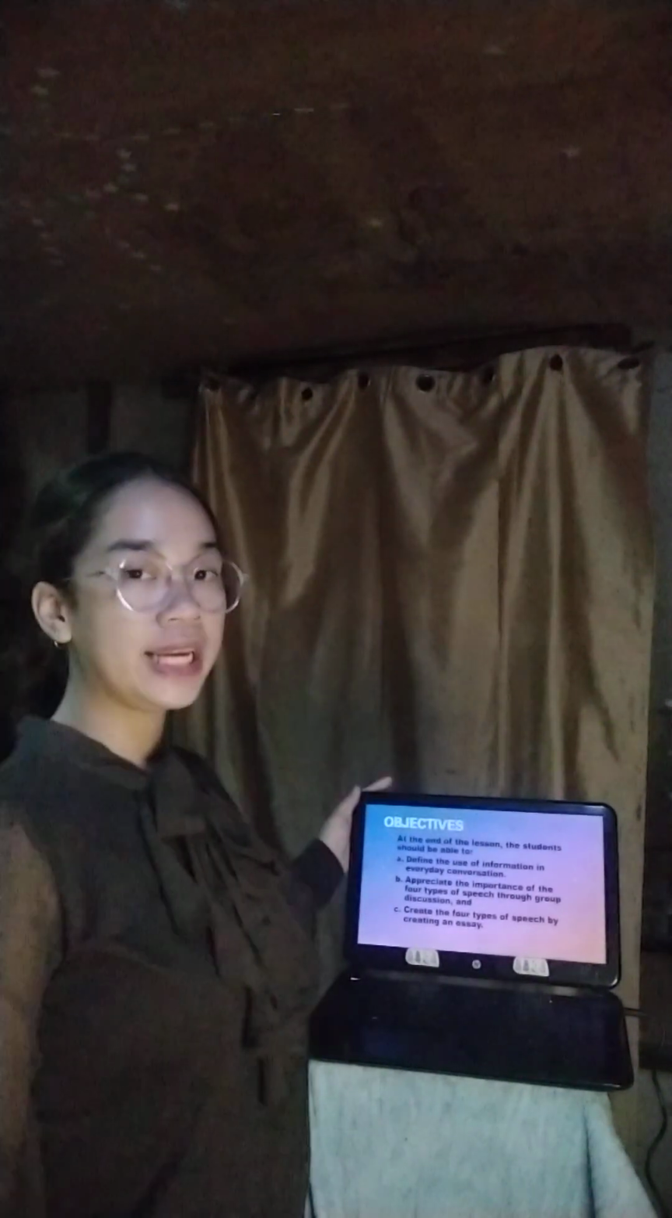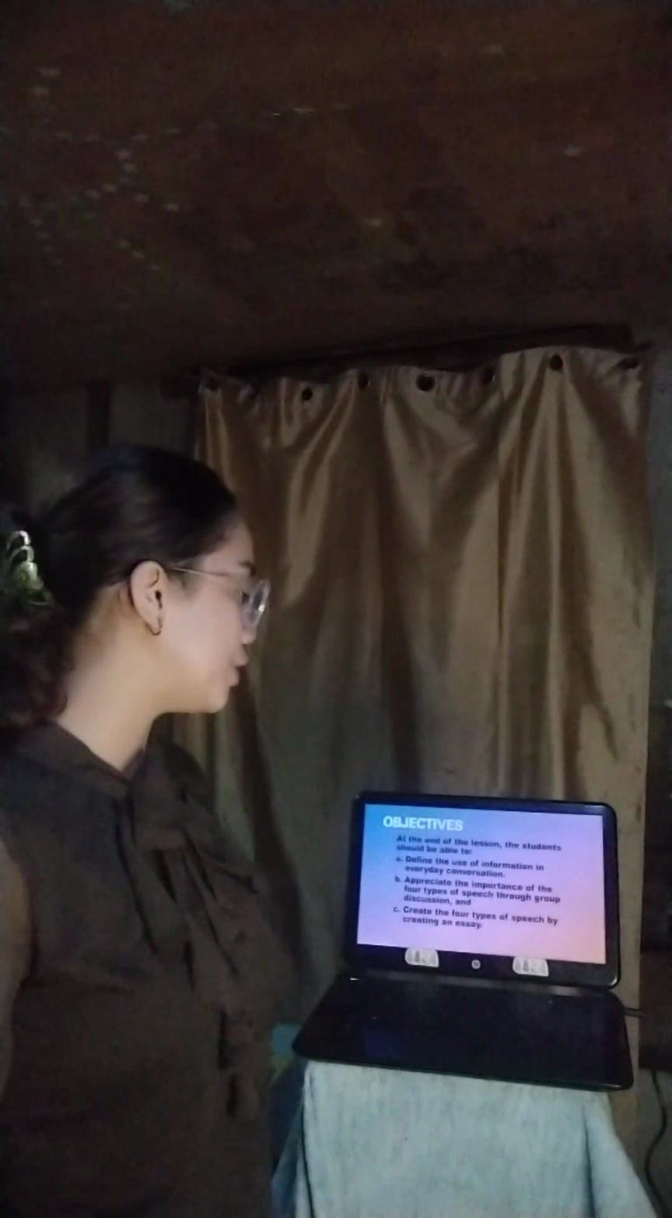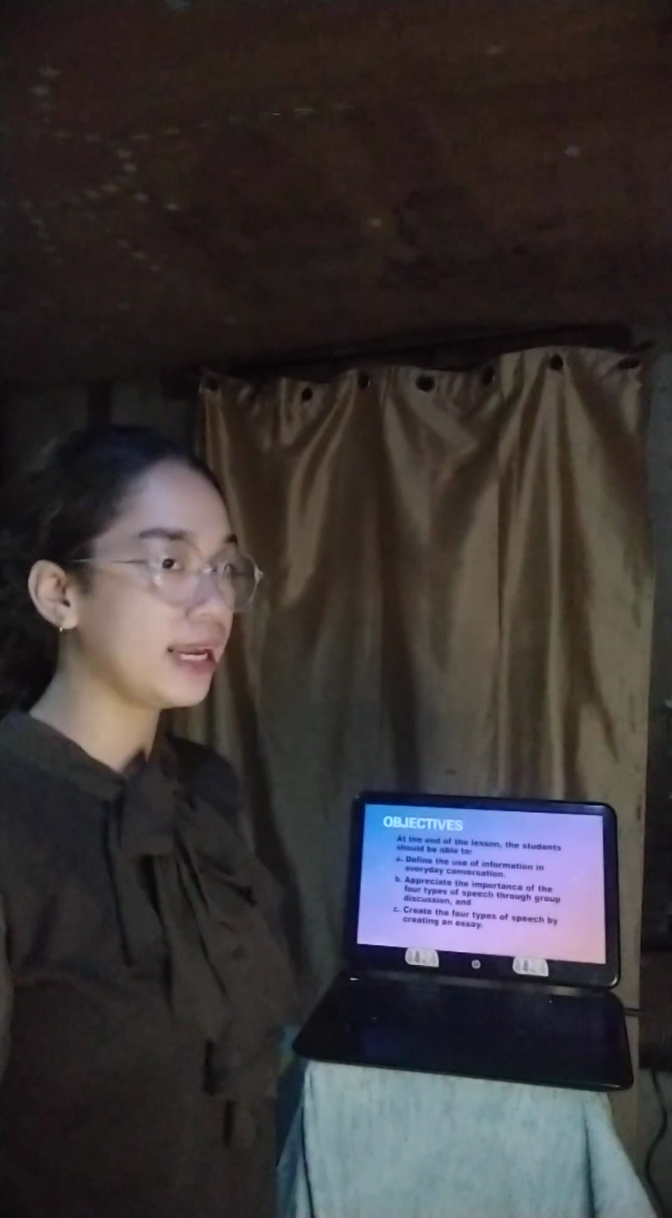So, let's go back to our objectives to see if we obtained our objectives for today's lesson. Please read our objectives. At the end of the lesson, the students should be able to: A, define the use of information in everyday conversation. B, appreciate the importance of the 4 types of speech through group discussion. And C, create the 4 types of speech by creating an essay. So class, did we obtain our objectives for today's lesson?